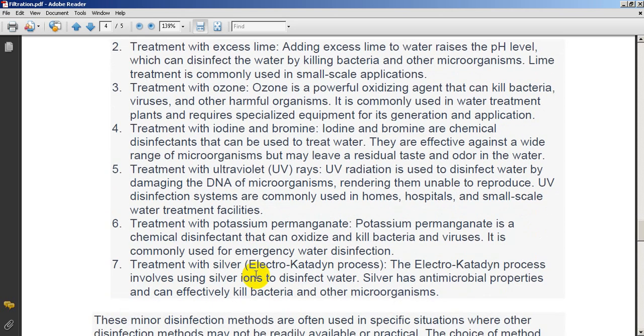Treatment with potassium permanganate. Potassium permanganate is a chemical disinfectant that can oxidize and kill bacteria and viruses. It is commonly used for emergency water disinfection.